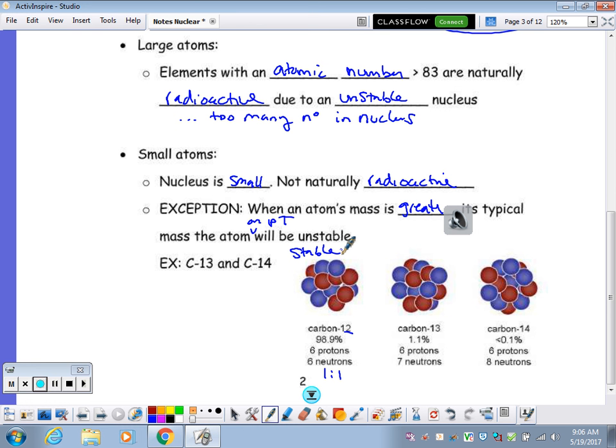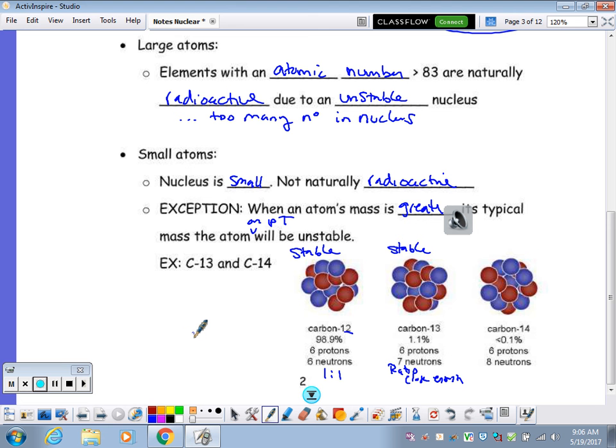Carbon-13 makes up 1.1% of the total isotopes. It lacks that perfect ratio of protons to neutrons, but the 6-to-7 ratio is close enough. So the ratio here happens to be close enough, so it is considered stable.